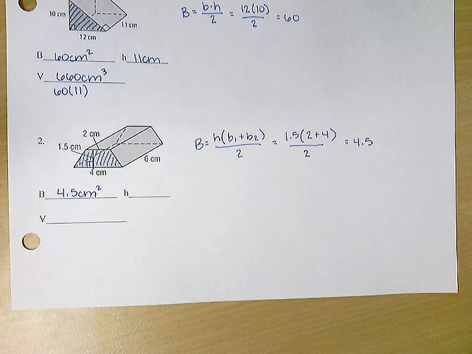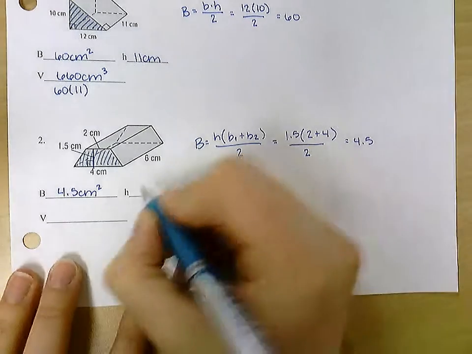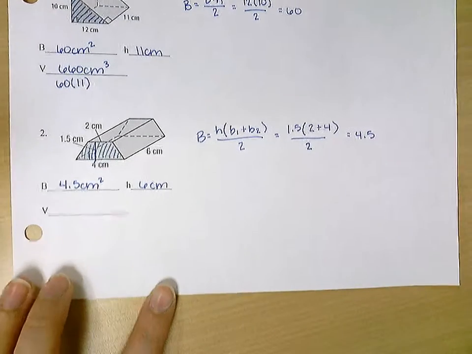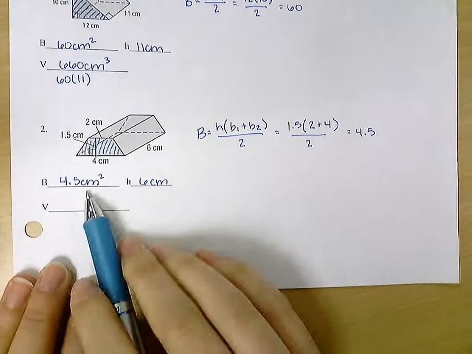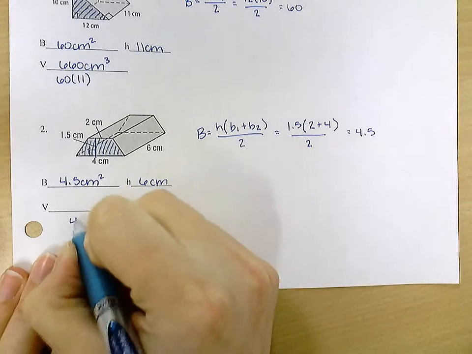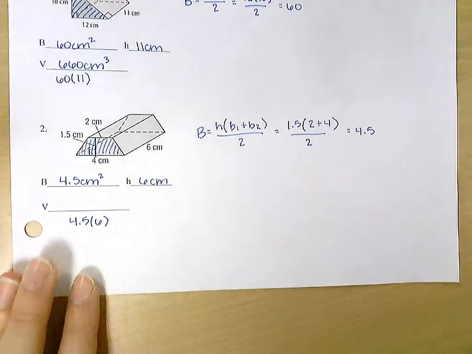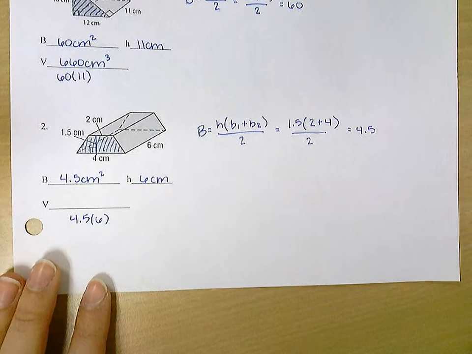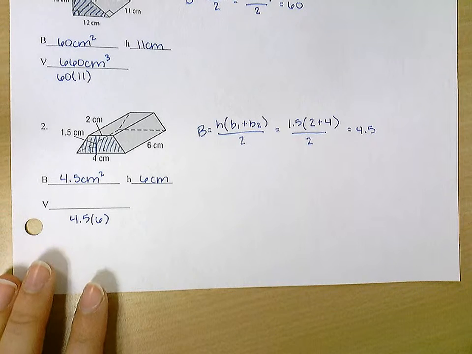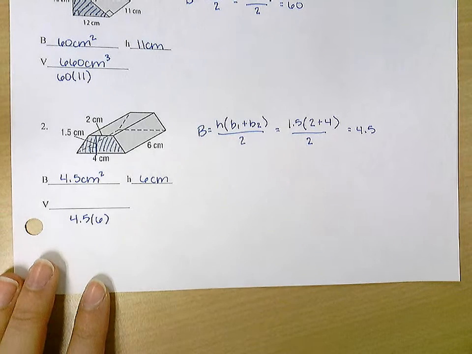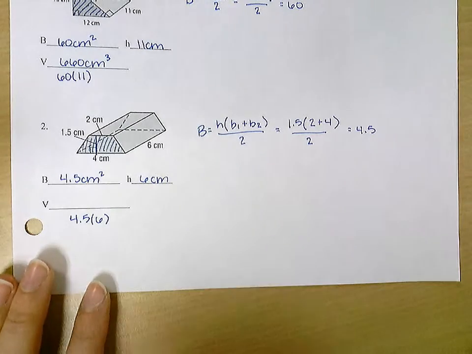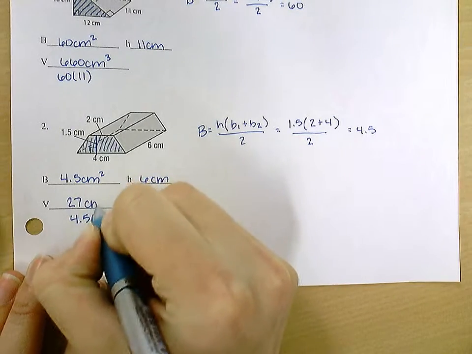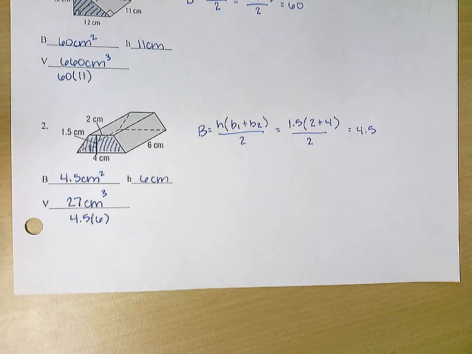Okay, next I need the height of the prism, or that H value. What's the height of this prism? 6 centimeters. Good. Okay, then to find the volume, we just have to multiply B times H. So 4.5 times 6. I just got 27. It is 27 centimeters cubed.